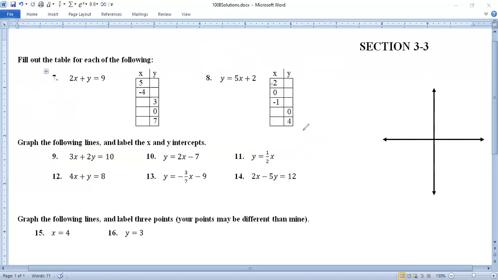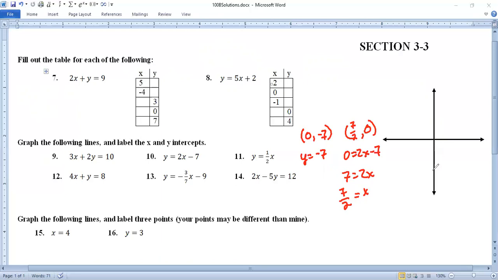Here, we're going to stick in 0 for x, and that gives us y equals 2 times 0 minus 7. We just get a negative 7. I like that one. Stick in 0 for y. We get 0 equals 2x minus 7. Have to add 7 over here. Equals 2x. Divide by 2. We get x equals 7 halves. So 7 halves in our calculator is about 3.5.